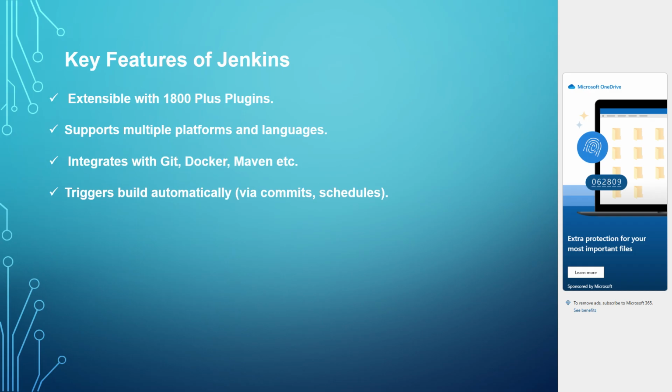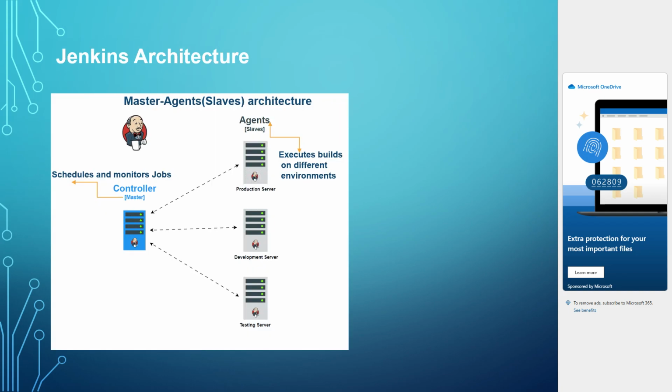And it triggers builds automatically, so you can either commit or schedule the builds. So no need to do it manually. We can set up the pipeline accordingly and builds are triggered automatically. So these are some of the key features of Jenkins.